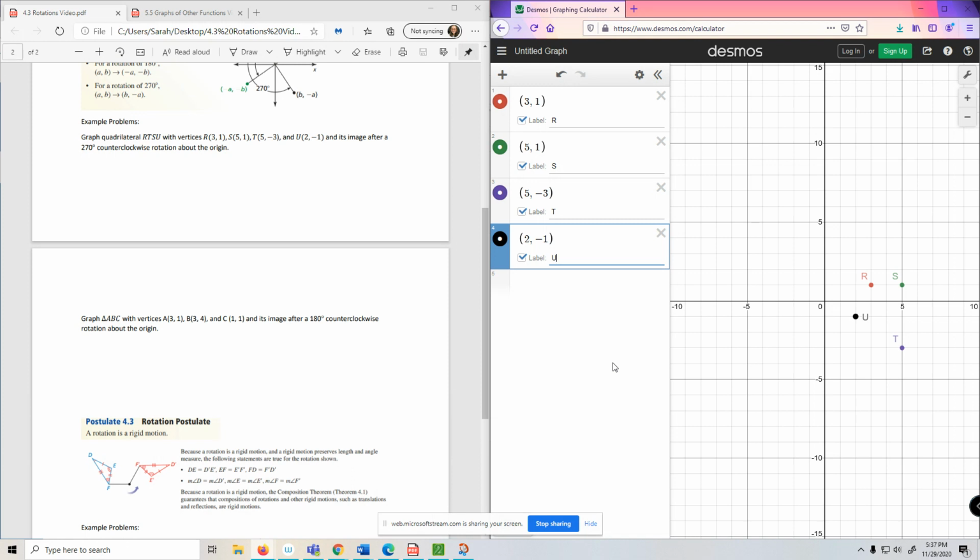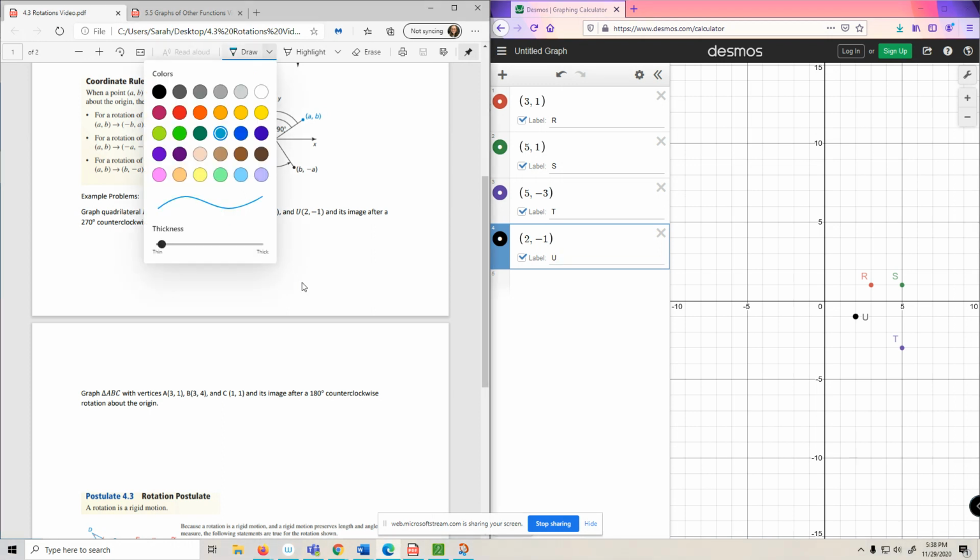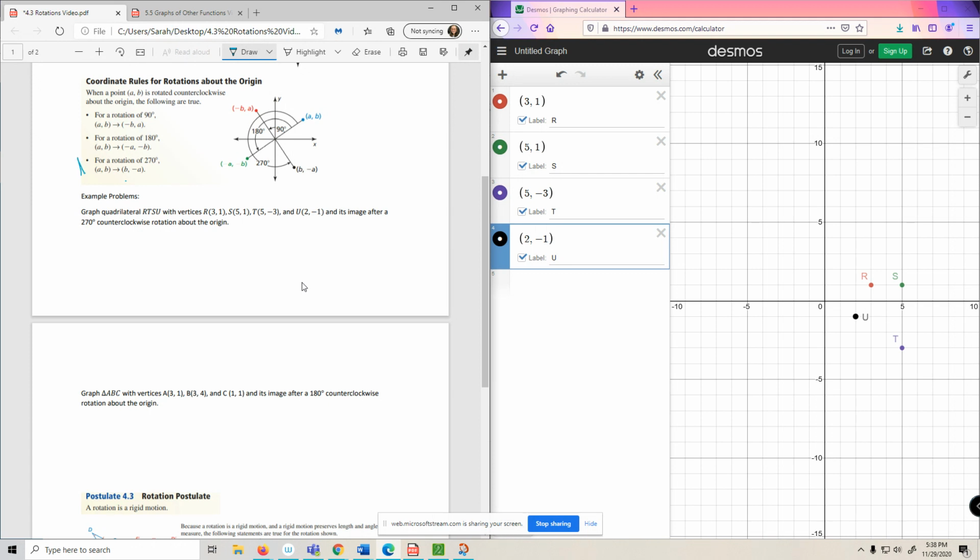We want to find its image after a 270-degree counterclockwise rotation about the origin. So let's write that out first, and then we'll put it in Desmos. If we're going 270 degrees counterclockwise, we're going to use this rule right here. The point (a, b) turns into (b, negative a). So we switch the x and y coordinates. Our starting x coordinate switches signs as well. So going point by point, R (3, 1) turns into R prime (1, negative 3). So I switched the order, and the old x coordinate became negative when I did that.